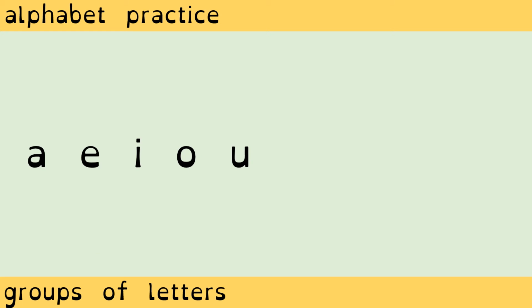Let's continue. Here is a list of letters. Repeat after me. A, E, I, O, U. What do these letters have in common? Here is the answer. They are vowels. Now you say, or utter vowel sounds every time you speak. These 5 letters are used in writing to represent these sounds.